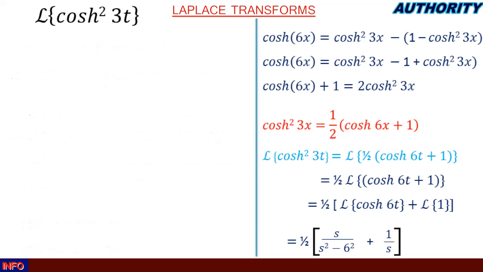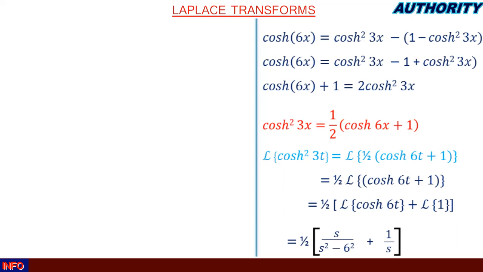Is that true? Yes. Now, bringing this together, we have 1 all over 2 (s all over s squared minus 6 squared plus 1 all over s). You see, this s all over s squared minus 6 squared is the Laplace transform of cosh 6t. And this 1 all over s is the Laplace transform of 1. Is that clear? Good. Now let's go.